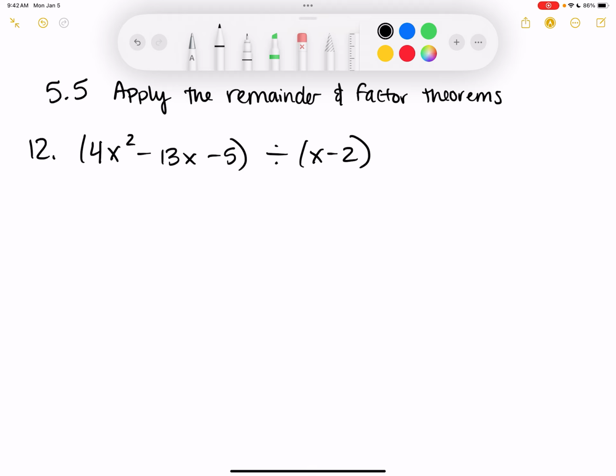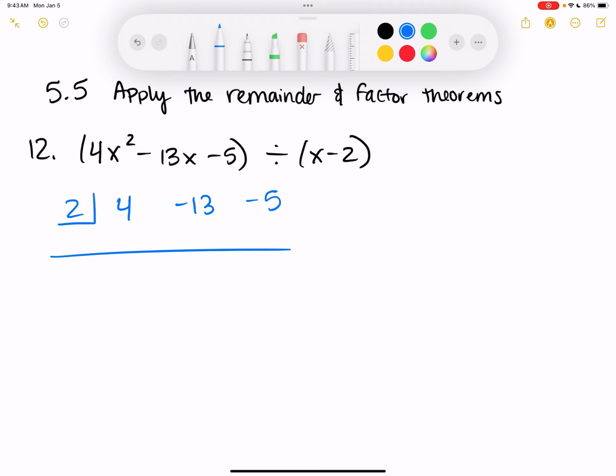So this number here is a -2, but the opposite sign is what goes in the box. So when we were doing substitution, it was whatever sign they gave us. For division, it's the opposite sign. So we put a +2 here in our box. And then we're looking, are there any missing terms? So I've got x squared, to the first power, and then to the 0 power, so I have no missing terms. So then we have 4, -13, -5.